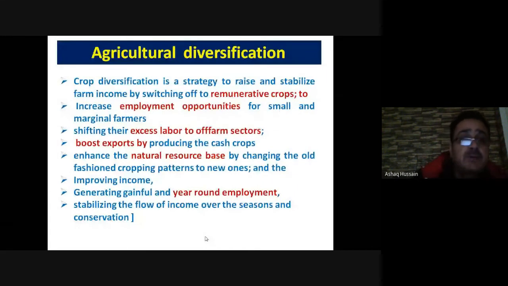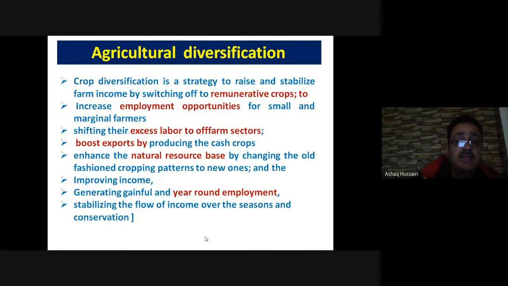So what are the different opportunities for diversifying the cropping systems? We have to grow remunerative crops, provide additional employment opportunities, and then excess labor can be diverted to off-farm activities, then boost the exports, then improve the natural resource base, that is improve the quality of the soil, quality of water, and then improve the income of the farmers, and generate gainful, profitable employment for the youth, and stabilize the flow of the income over the seasons and over years.